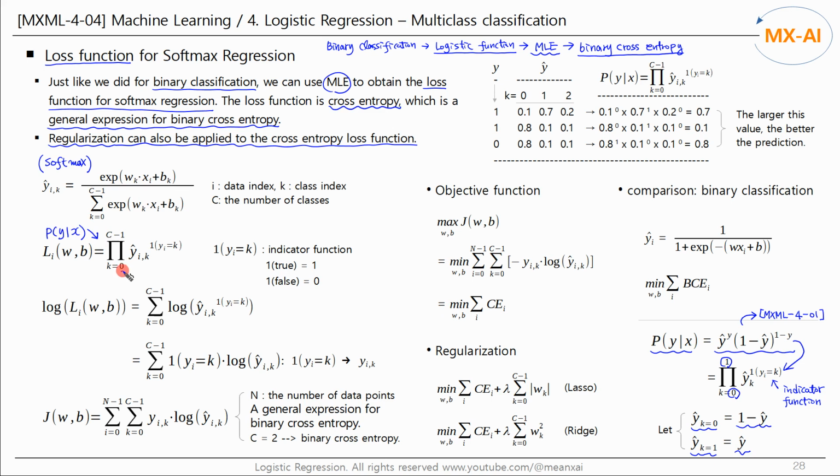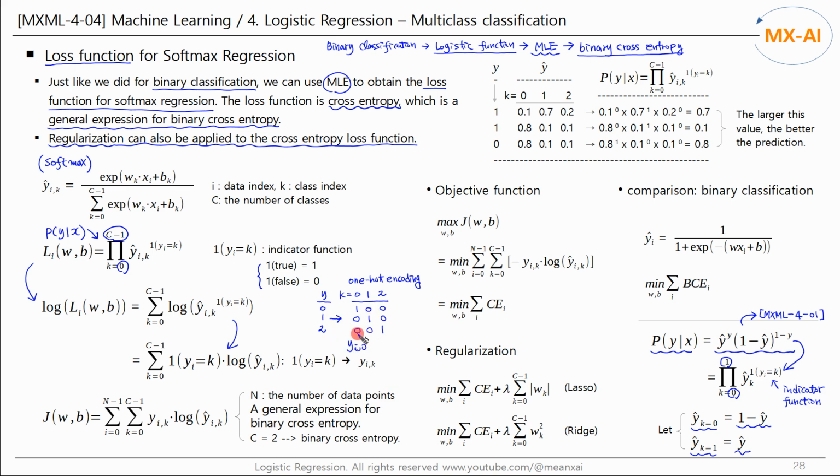The number of classes is C. The indicator function is defined like this. For mathematical convenience, we use the log likelihood function. This equation can be written as below. And the original y values are 1 hot encoded as follows.